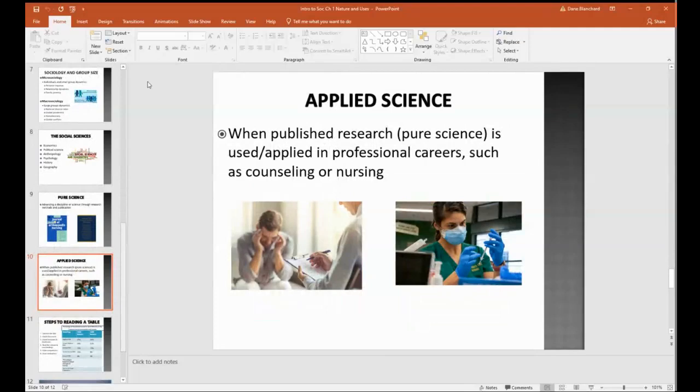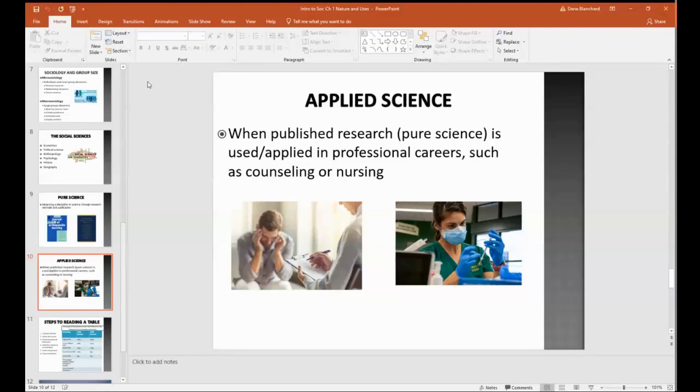Applied science and pure science do interact with each other. Applied science is whenever people who are in professional positions pull the pure science from the academic journals and from online, they read it, they internalize it, and they actually use it or apply it within their professions.